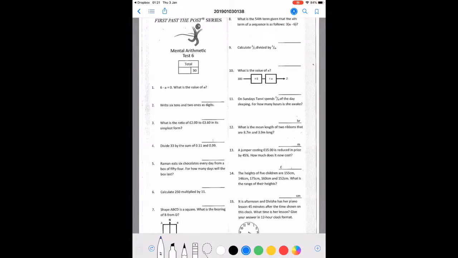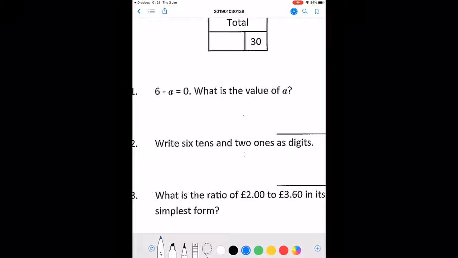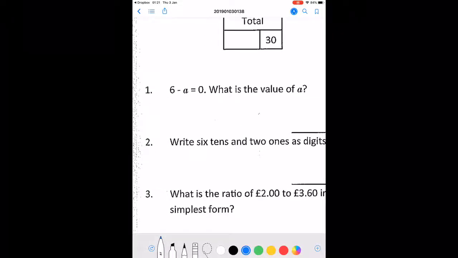Here we go. Question number 1, the 30 questions. 6 minus a equals nothing. What is the value of a? Well, 6, take away a number, is equal to 0. Well, that number has to be the number itself, which is 6.